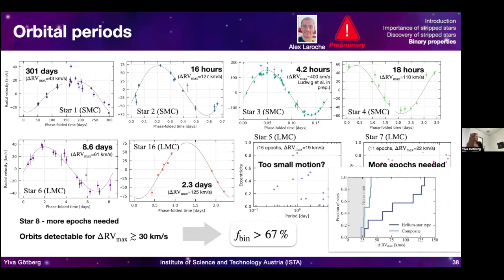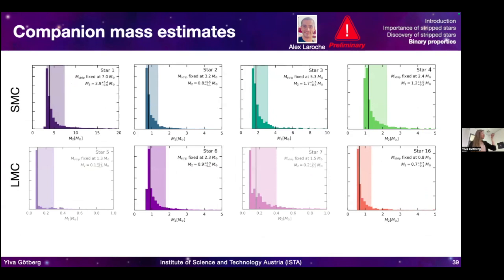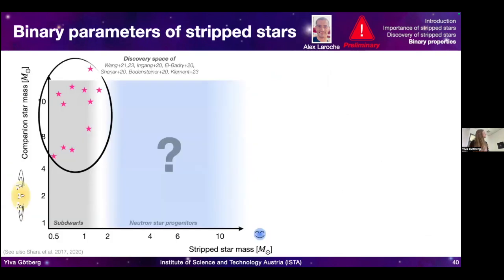And it's also clear that to measure the orbital solution, we needed a delta RV max higher than 30 kilometers per second. So it works for those over there. So this is also a complication for the composite types. The companion masses are between about 1 and 4 solar masses. And so to go back to this parameter space, I think we can add some stars here now. I like it. We'll move the question mark.